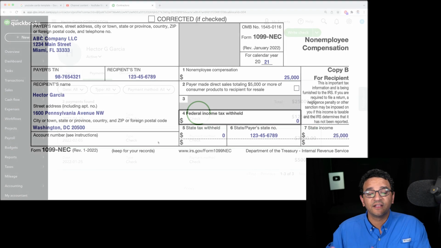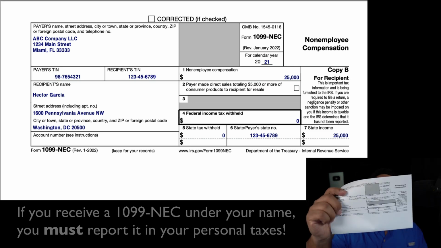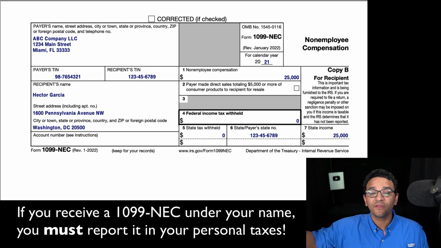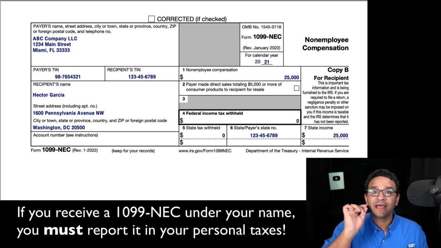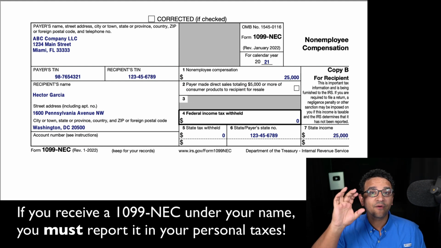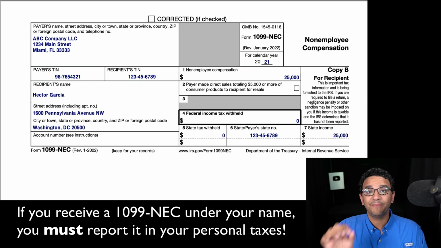And on the other side of the spectrum, if you are an individual that received the 1099-NEC under your name, basically be aware that that company has told the IRS and the state that you have received X amount of money into your bank account or into yourself personally for compensation, which means the IRS is going to be expecting to see that amount reported as business income in your personal tax return.